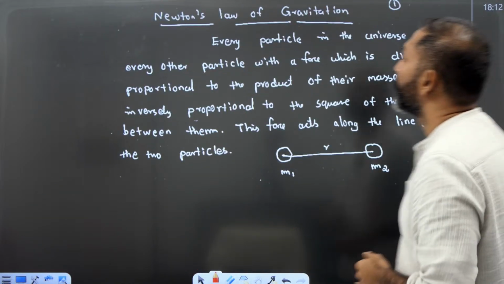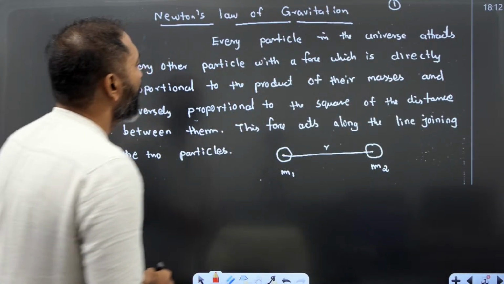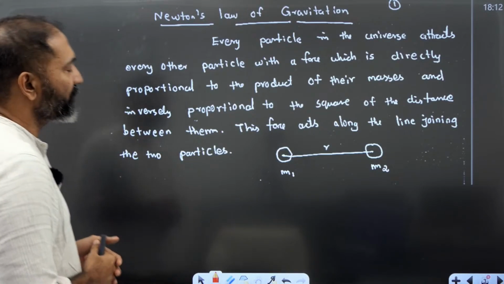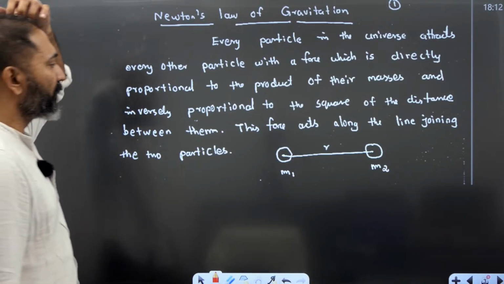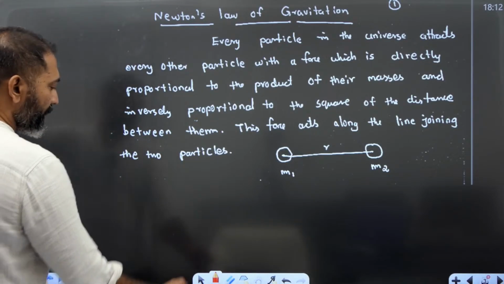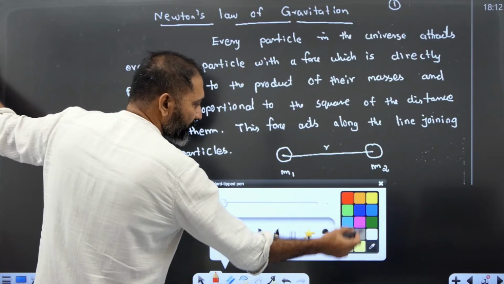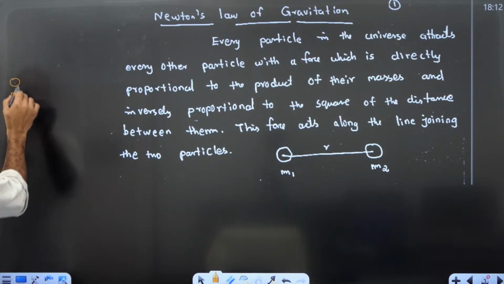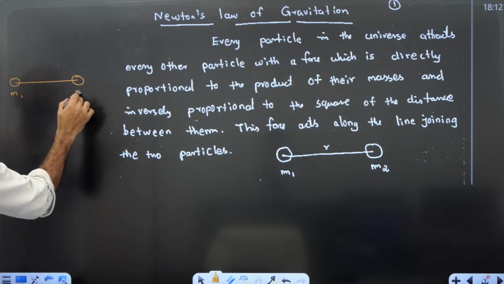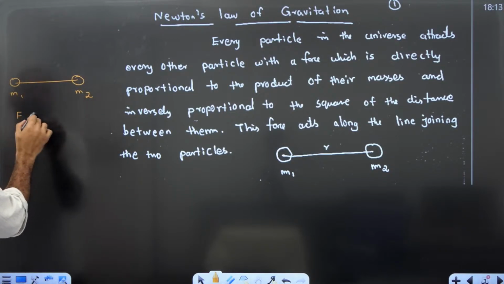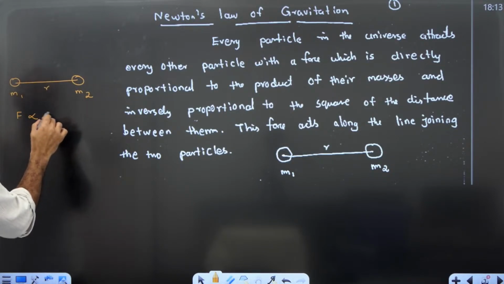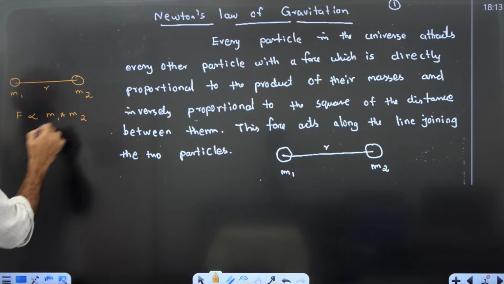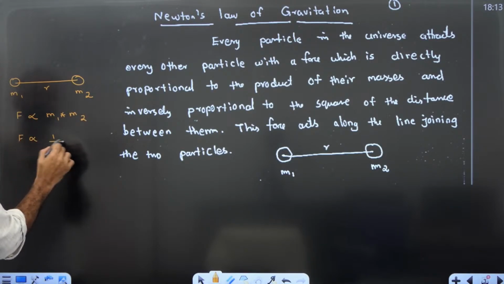Next, Newton's law of gravitation. Every particle in the universe attracts every other particle with a force which is directly proportional to the product of their masses and inversely proportional to the square of the distance between the masses. So first there is a particle of mass m1, then a particle of mass m2, separated by distance r. The force between these two particles is directly proportional to the product of the masses and inversely proportional to the square of the distance.